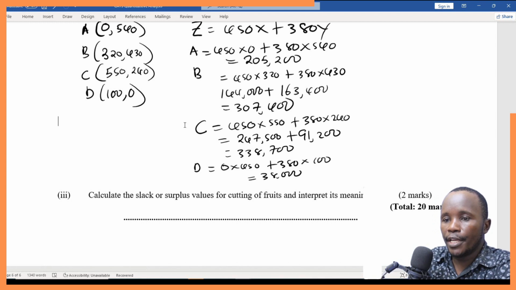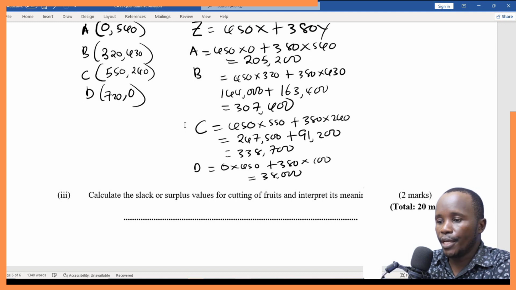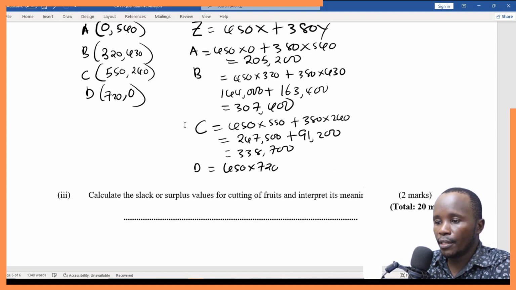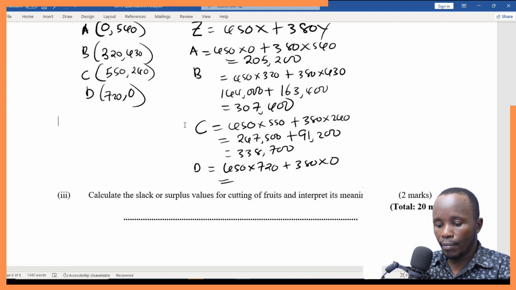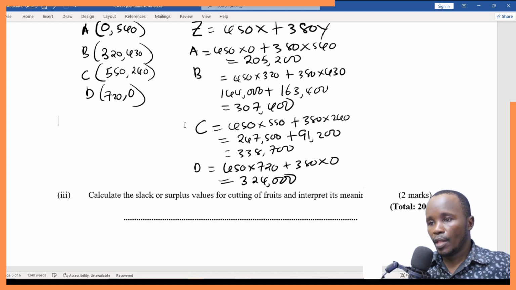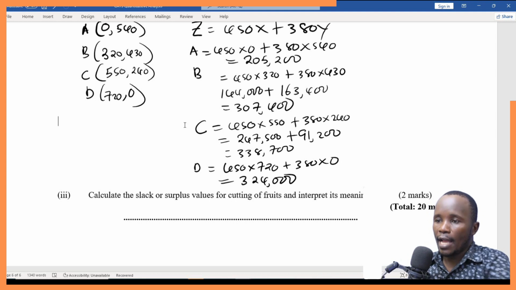When you come to D here, x is 720 and y is 0, meaning I'm supposed to multiply x by 720. So this will be 450 times 720, but y will be 0. 380 times 0. What do we get here? 450 times 720 gives me 324,000.